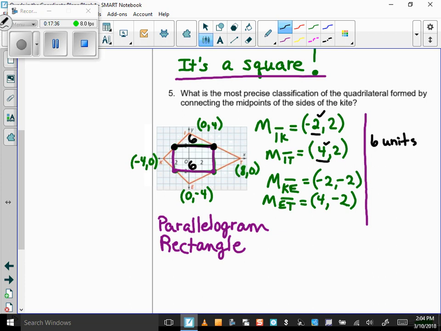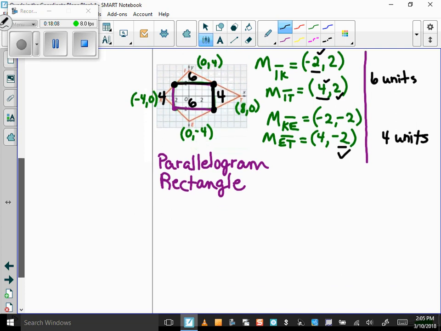And then if I look from the midpoint of IT, and this time I'm looking at the horizontal distance, if I go from the midpoint of IT, which is 2, to the midpoint of ET, which is -2, that's just 4 units. So those are 4 units long. So 4 and 4. So it's a rectangle and not a square because, of course, the sides would have to be congruent for a square. So rectangle, most specific classification.